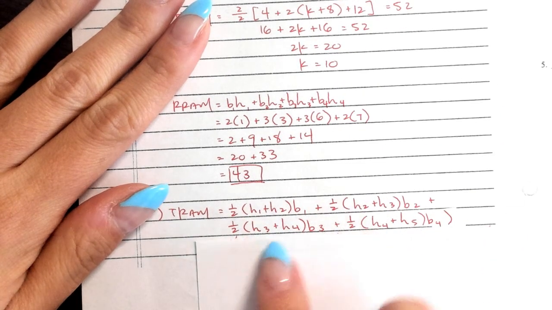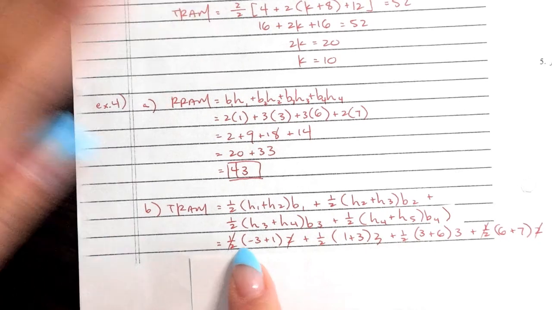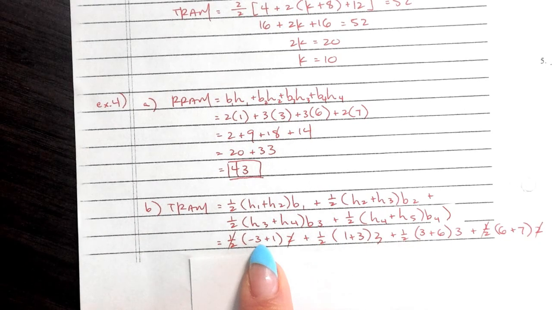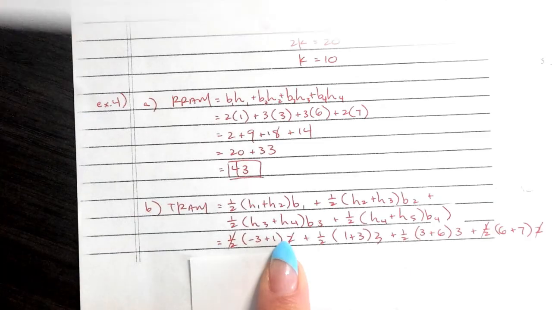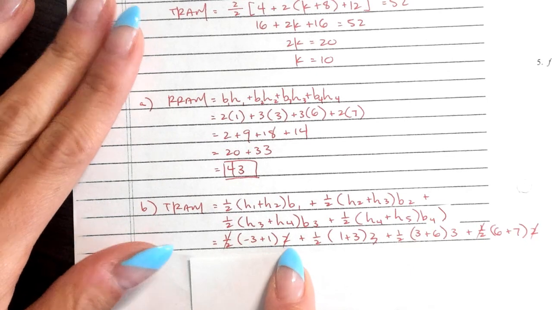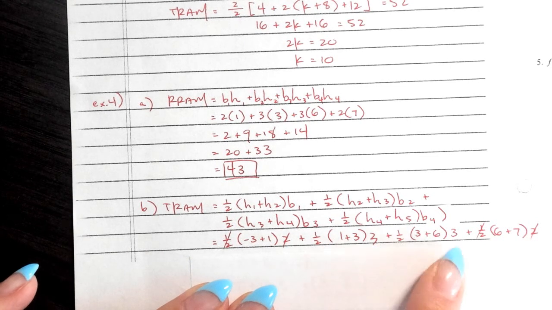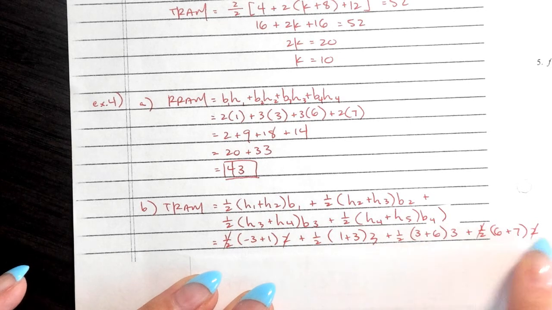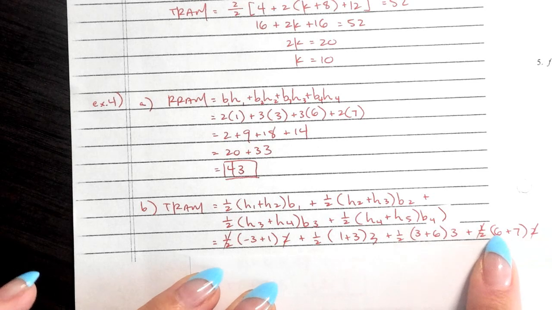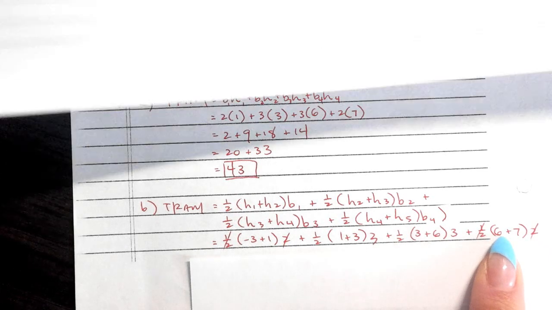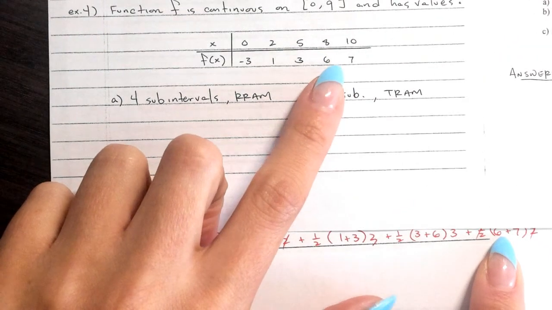Okay, so 1/2, and then what is our first height? And then our second height. Well, our first height was the -3 and the 1. So I see the -3 and the 1. This is my first base. This is my second base, and then 1 and 3. This is my third base, 3 and 6. This is my fourth base, and then here is my 6 and 7, which are the last 2 heights here.